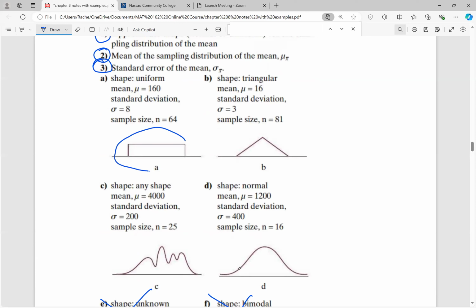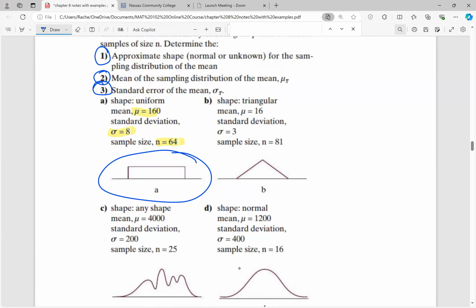So we have a population in A that's uniform in shape. Imagine this was a histogram and the height of all the bars was exactly the same. So we have this uniform distribution. The mean of this distribution is 160 and the standard deviation is 8. Now imagine we're going to take samples of size 64 from this uniform distribution, and we're going to calculate X bar from every single sample of size 64. What would the shape of X bar be? What would the mean of all the X bars be? And what would the standard deviation of all the X bars be? So that's what we're doing.